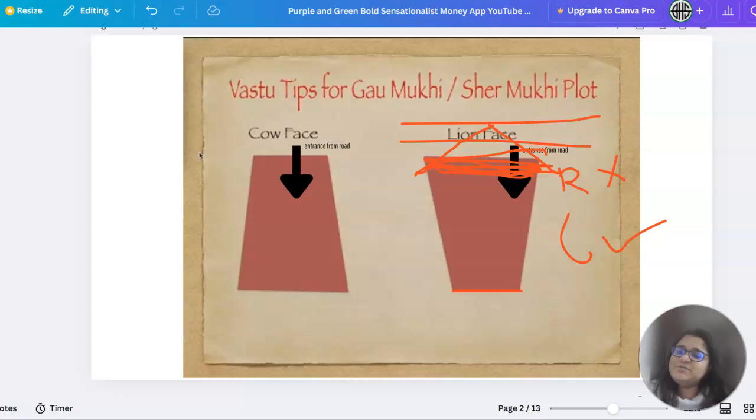So this is the major difference between a Gaumukhi plot and a Shermukhi plot. Yes, both of them have their own disadvantages and advantages. Both of them can be both auspicious and inauspicious. We have been able to break it down in today's session. So yeah.